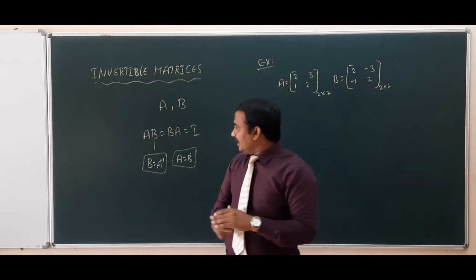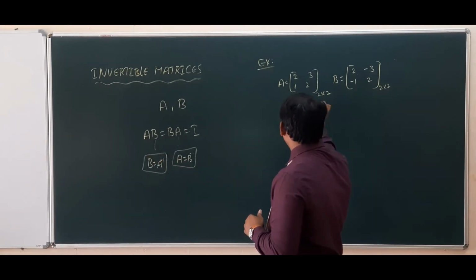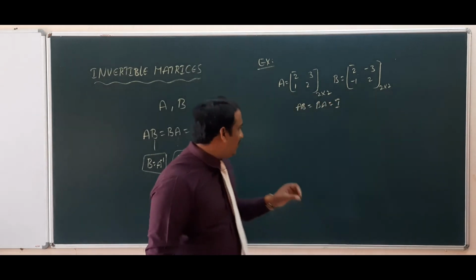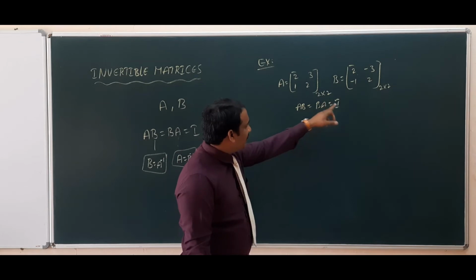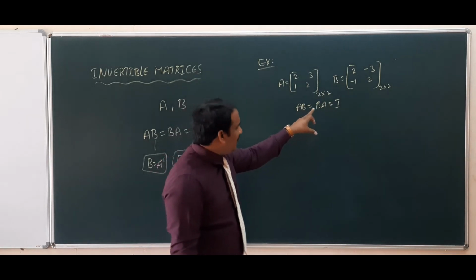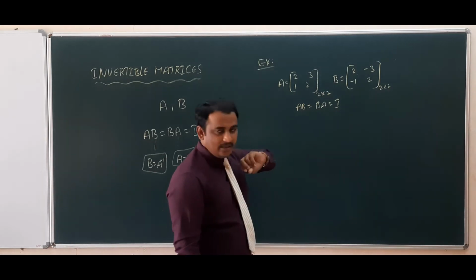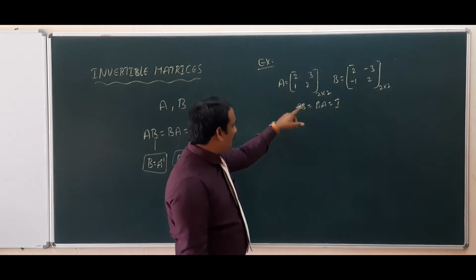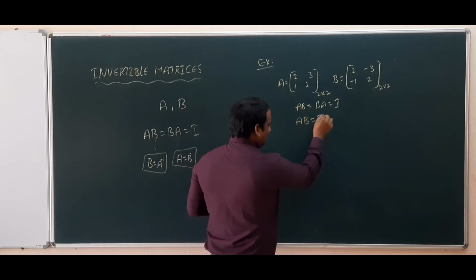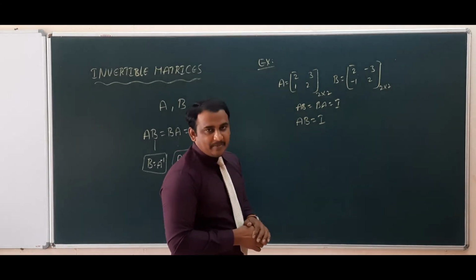Next, what condition you have to take, such that AB equal to I and BA equal to I. If you take the product of two matrices A and B, if you get the identity matrix, B is an inverse of A. If you multiply B and A matrix, you get the identity matrix, A is the inverse of B. Now we will check one example. Here I am trying to get AB equal to I. We will multiply A matrix and B matrix. We will check whether we get the identity matrix or not.